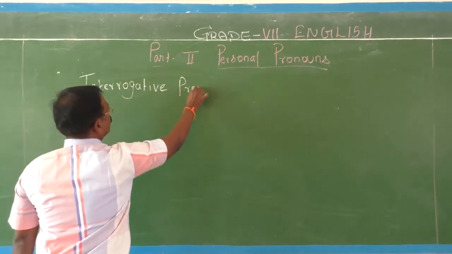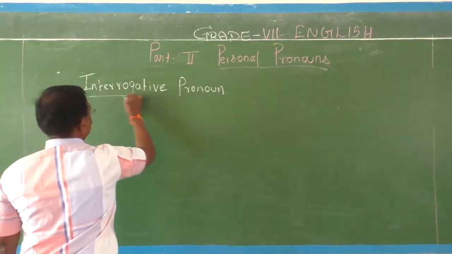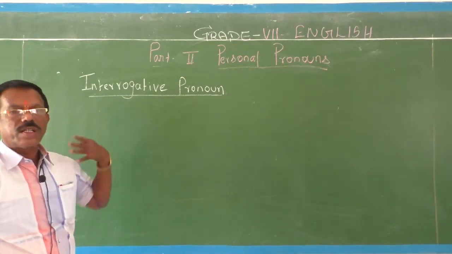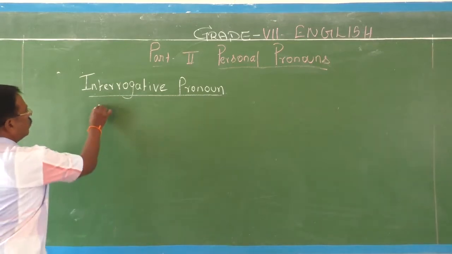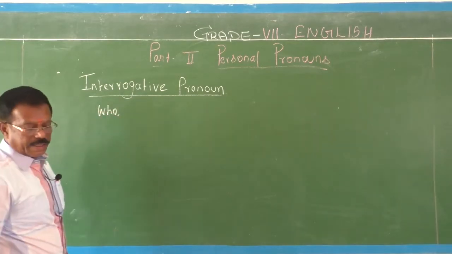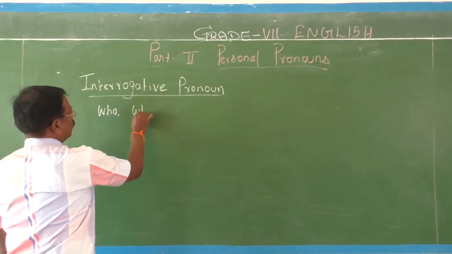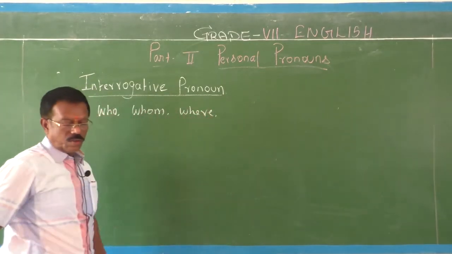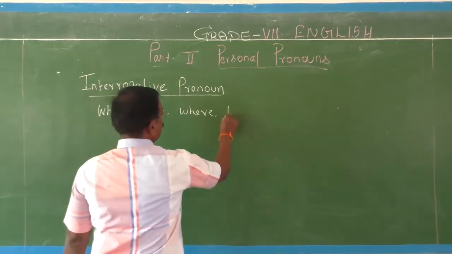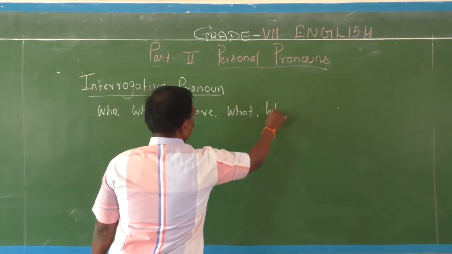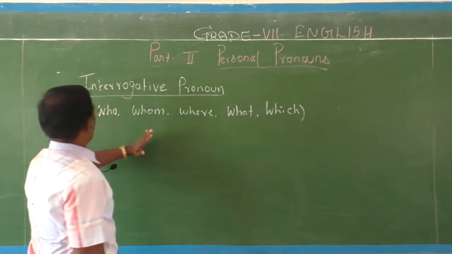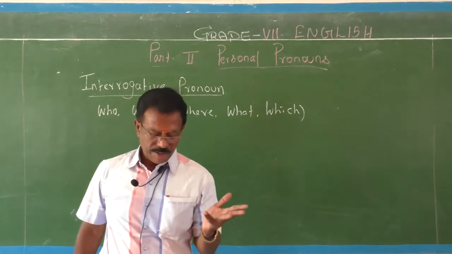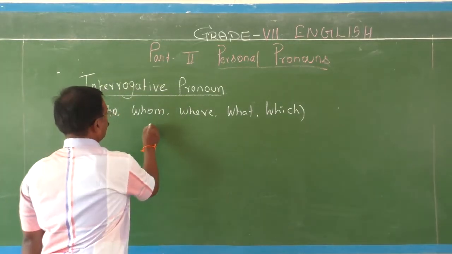Interrogative pronoun. So, an interrogative pronoun is used to ask a question. Who, whom, whose, what, and which. They are called interrogative pronouns because they help us to ask a question or they help us to frame a question. Okay, see the example.